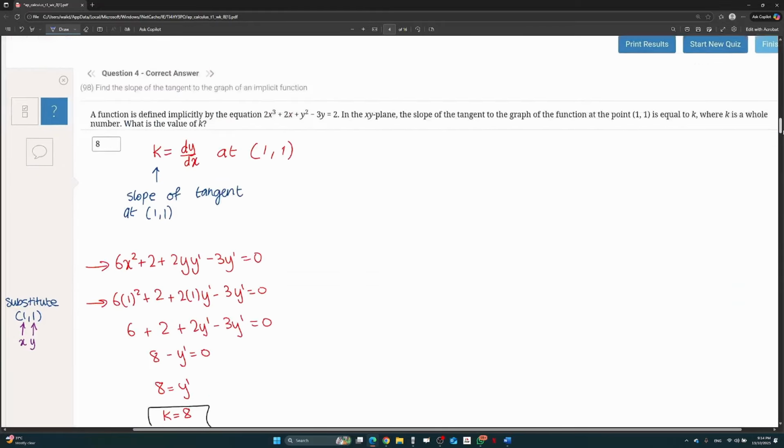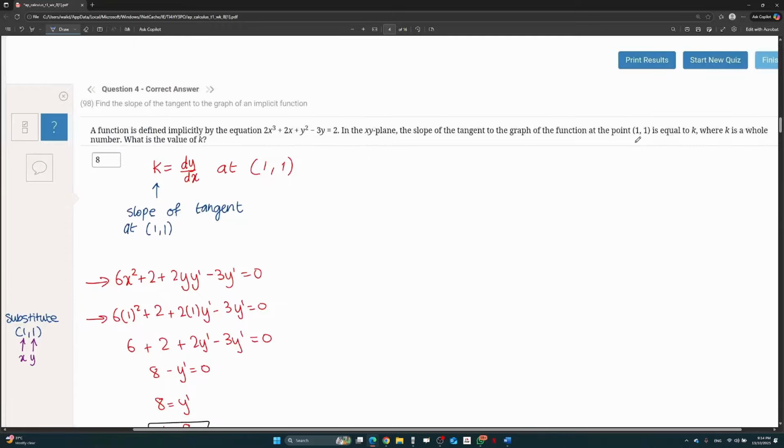Let's continue. A function is defined implicitly like this, and they want the slope of the tangent to the graph at (1, 1). So if we want the slope of the tangent at the graph, what do we need? We need the value of y prime at that point. Remember, the slope of the tangent is the value of the derivative, right? So y prime at x is equal to 1.